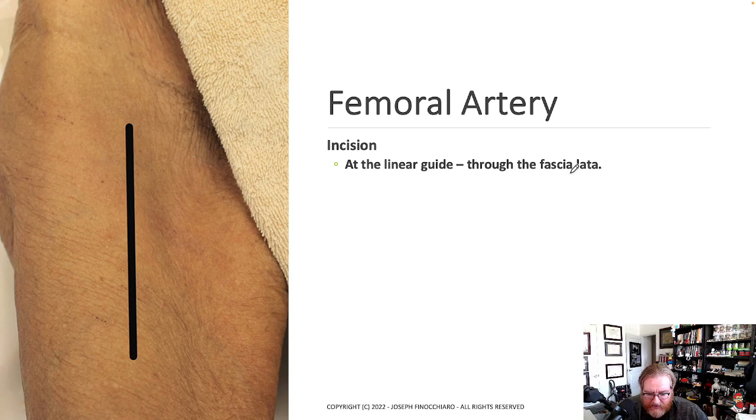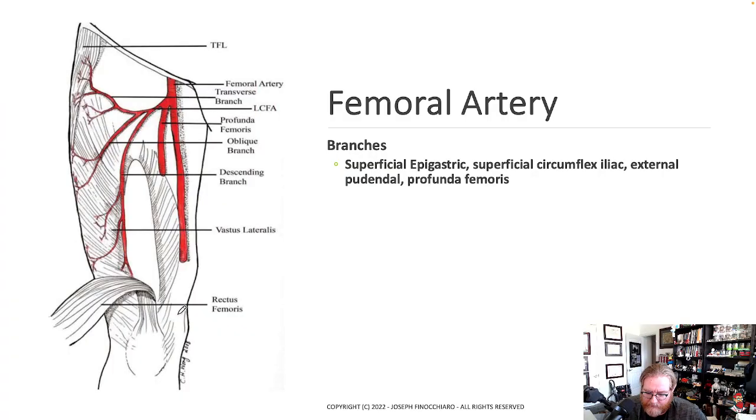At the linear guide, the incision is made through the fascia lata. So here is one muscle, here's the other muscle. Wait a second here. There's one muscle, there's the other muscle. And if we make the cut, this might be a little bit off center. It should be literally right there.